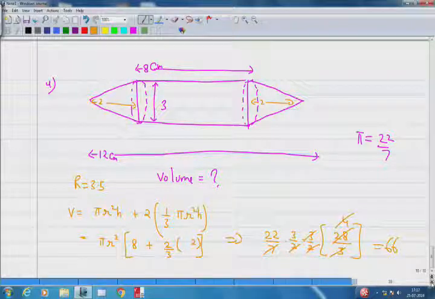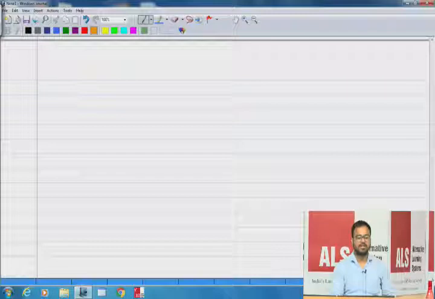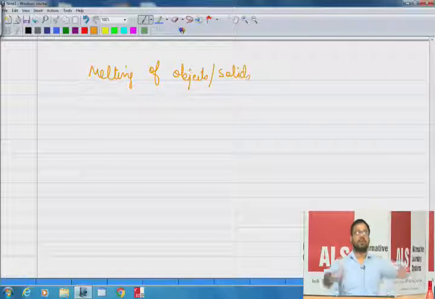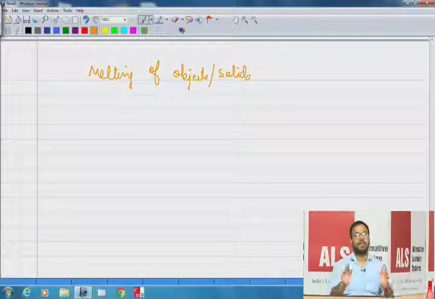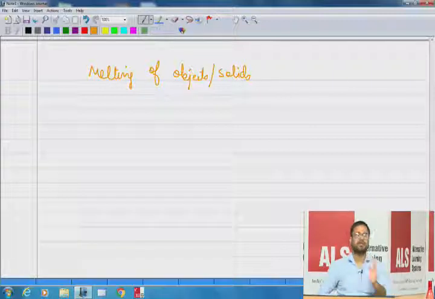Now the next type of question in this one will be based on the melting of objects or melting of solids. Melting of solid means suppose there is a ball and you are melting it and you are converting that ball into some other shape. So which thing will remain constant in this entire process?